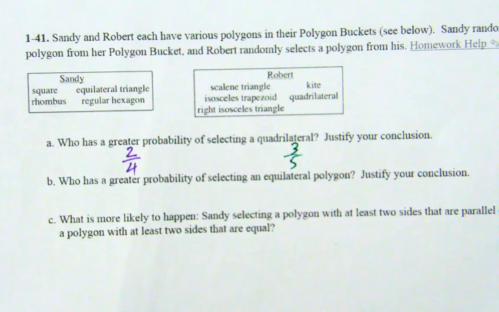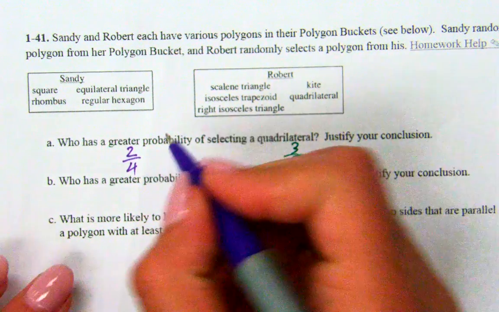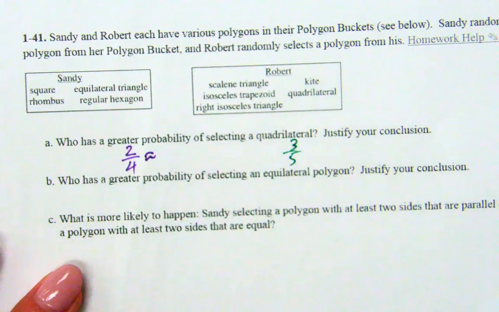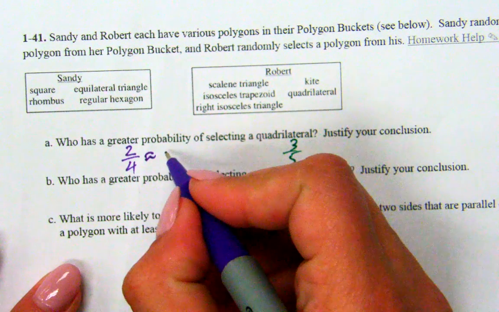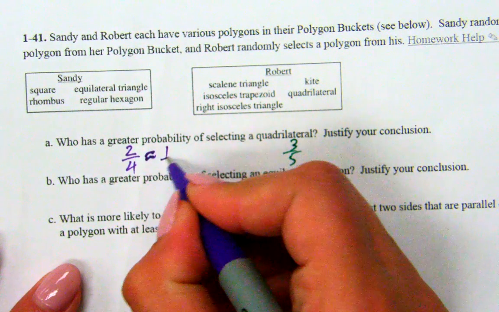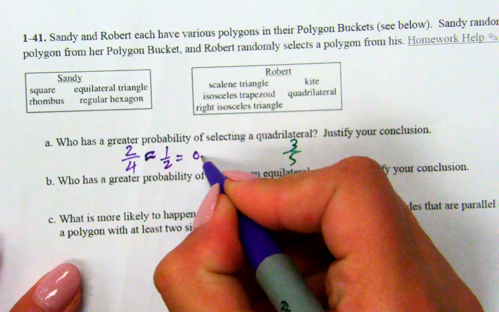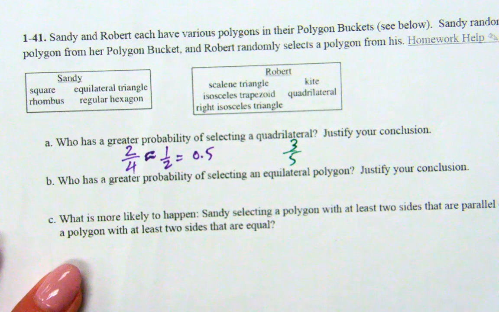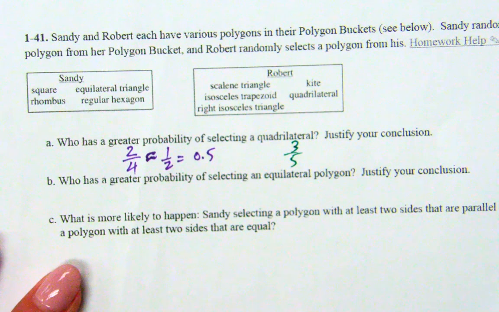So the question is, which one of those is bigger? Because we want to know. Now, if you're just sitting there and you're like, I'm just going to let her do it, okay, that's fine. But you still should probably figure out which one's bigger. 2 out of 4 is basically just equal to 1/2, which is just equal to 0.5. Right? So she has a 50% chance of picking one out of her bucket.